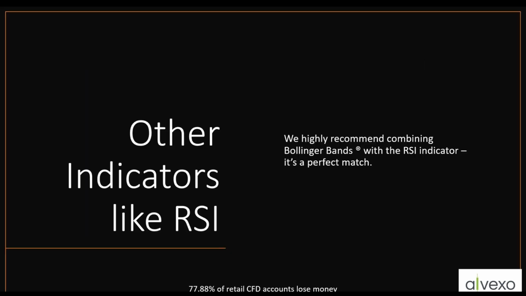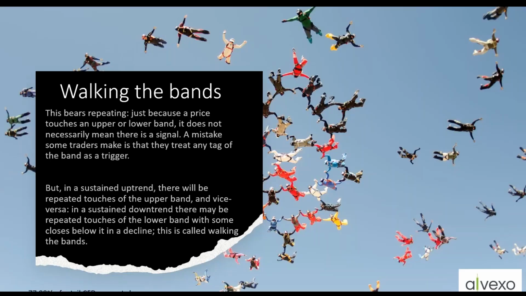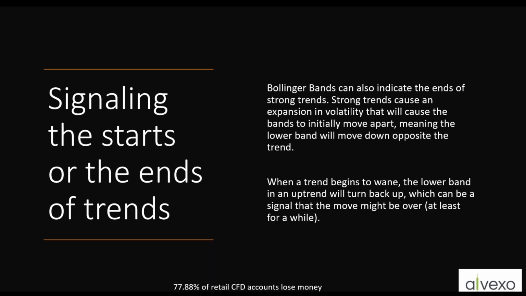So remember, combining Bollinger Bands with RSI gives you a perfect match. They are like sisters made to go together. And I mentioned about walking the bands. Walking the bands is a great trading system. Bollinger Bands can also indicate the ends of strong trends. Strong trends cause an expansion in volatility that will cause the bands to initially move apart, meaning the lower band will move down opposite the trend. When a trend begins to wane, the lower band in the uptrend will move back up, which might be a signal that the move might be over.